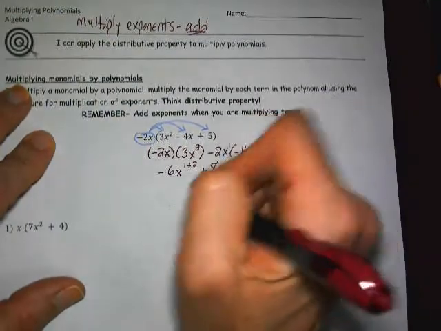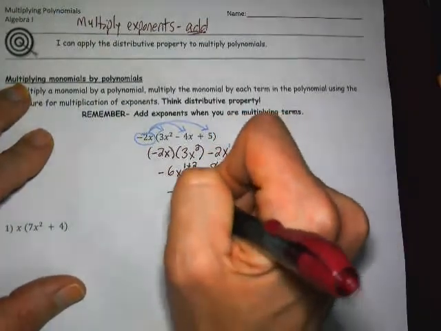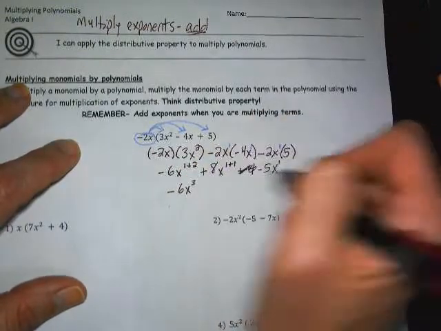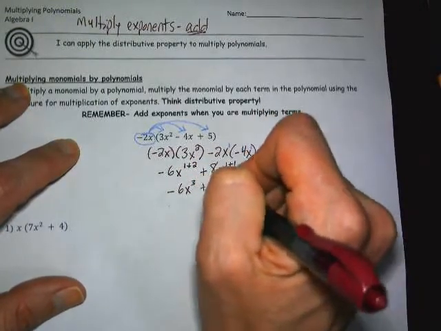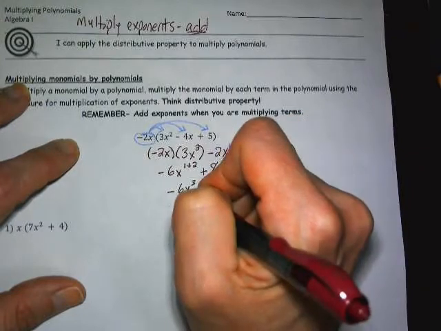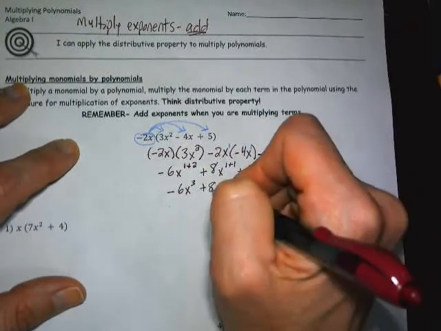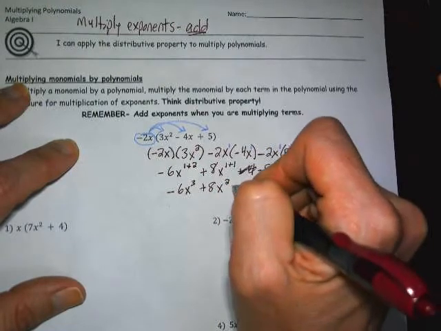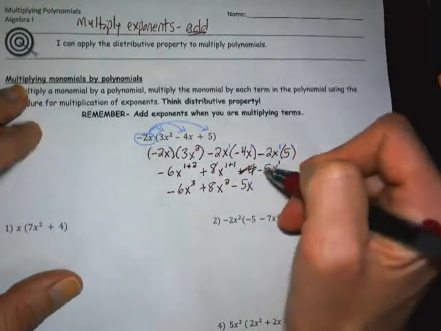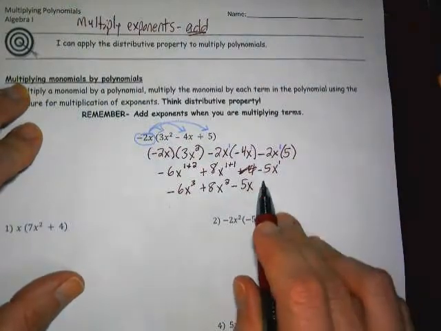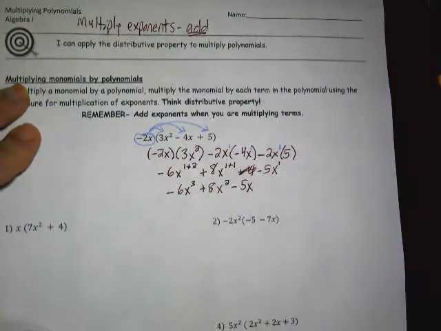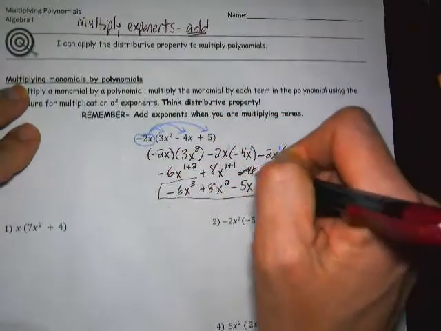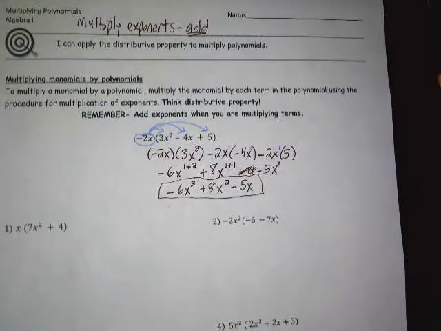Now I can go ahead and just add my exponents. And I am breaking this down very piece by piece. This is what we did last unit. I'm not going to do this part again. So we get negative 6x to the third, plus 8x squared, because 1 plus 1, minus 10x. Please remember, I don't write the 1 if it's just a 1. That's not what mathematicians do. And that is your final answer.